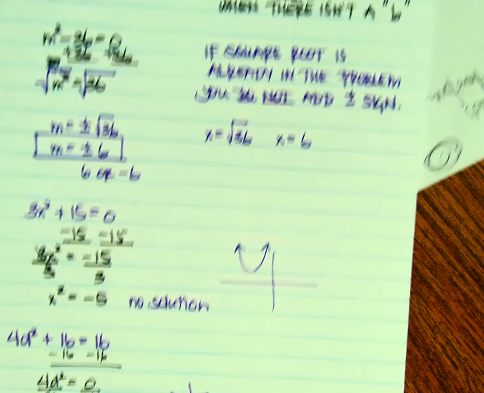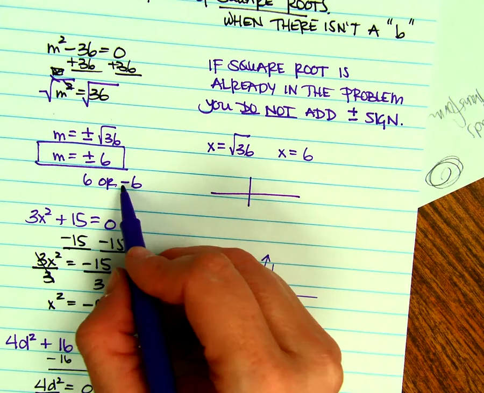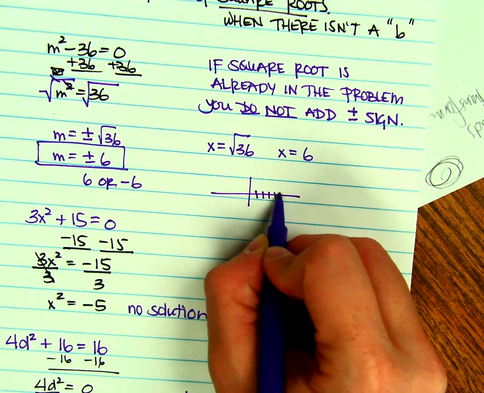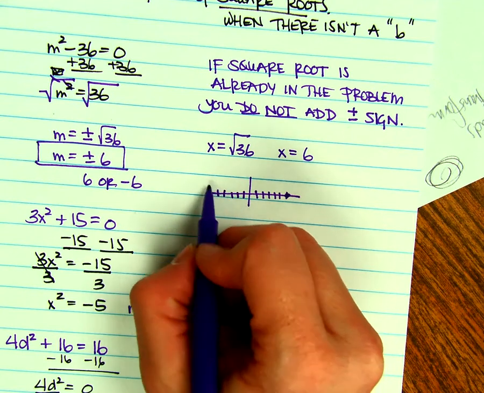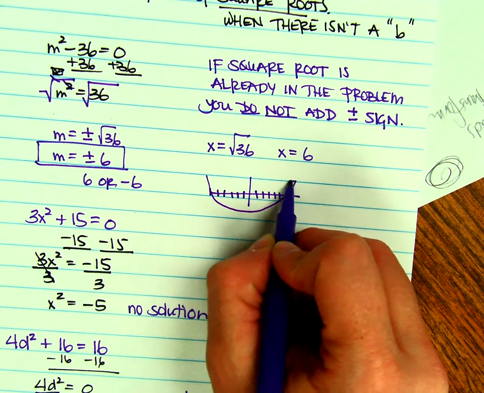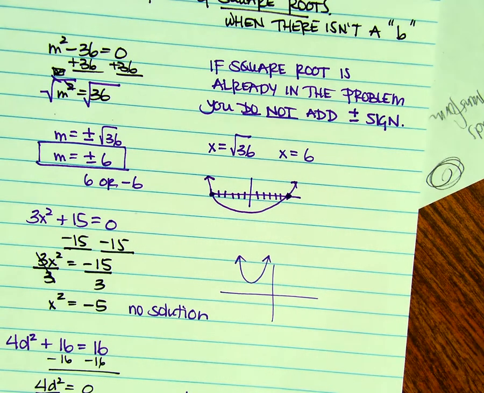Let's go back up to this one. This means that we are going to intersect the x-axis at 6 and negative 6. So our graph, and that's terrible, but I was running out of room, but our parabola is going to intersect at those 2 points. Okay?